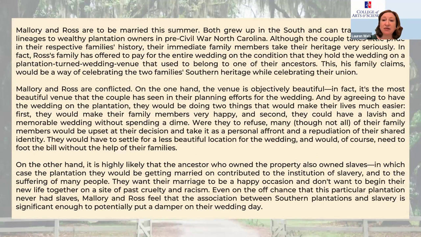Both grew up in the South and can trace their family lineages to wealthy plantation owners in pre-Civil War North Carolina. Although the couple takes little pride in their respective family's history, their immediate family members take their heritage very seriously. In fact, Ross's family has offered to pay for the entire wedding on the condition that they hold the wedding on a plantation turned wedding venue that used to belong to one of their ancestors. This, his family claims, would be a way of celebrating the two families' Southern heritage while celebrating their union.